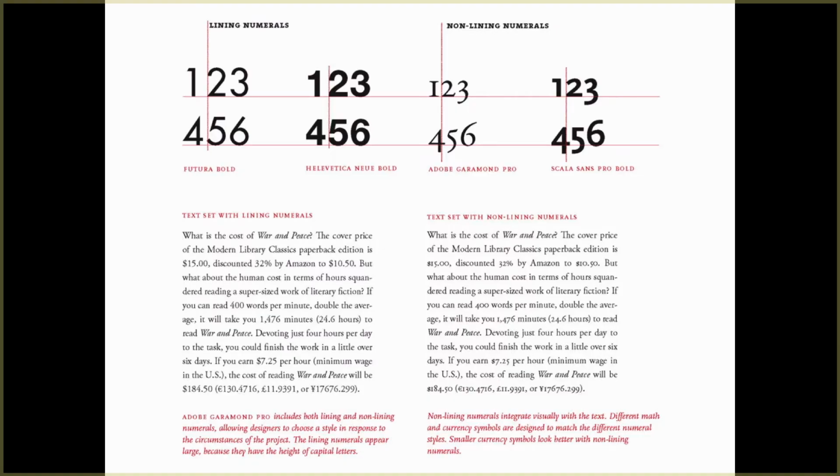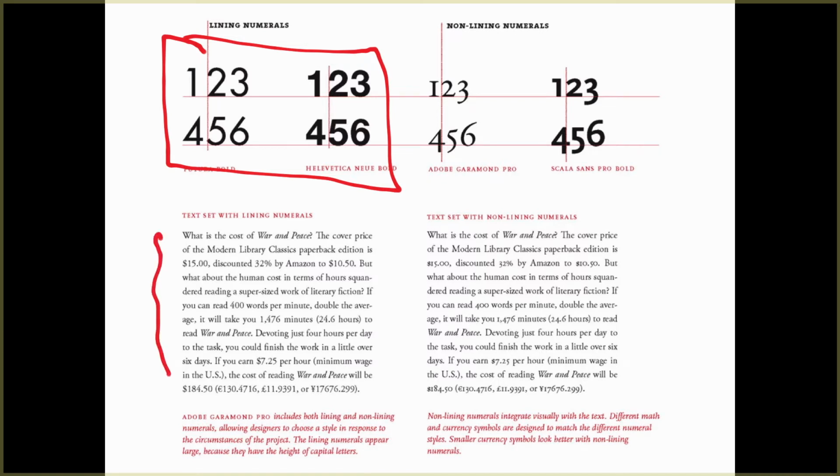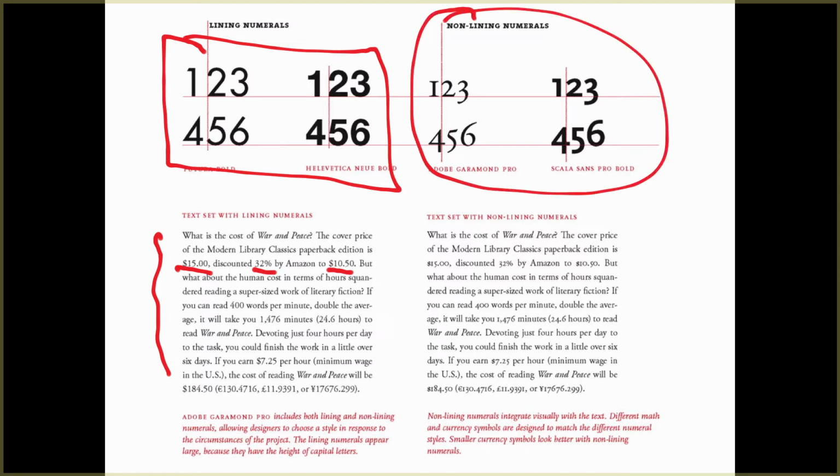So in the first example over here, these are our lining numerals. They're the same height as a capital letter. And if you look at the paragraph, this is always a little bit easier to see. We can see that there's a few points where these numbers are used. $15 discounted by 32 cents, sold at Amazon, $10.50. They tend to stand out. If you kind of squint at the paper, you can see that those numbers stand out because they're big. They're the height of a capital letter. A non-lining over here, essentially, this is the x height.